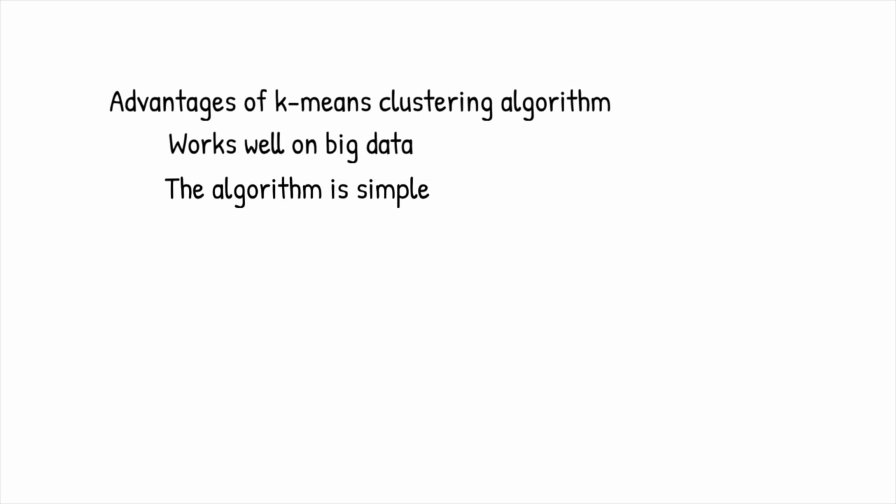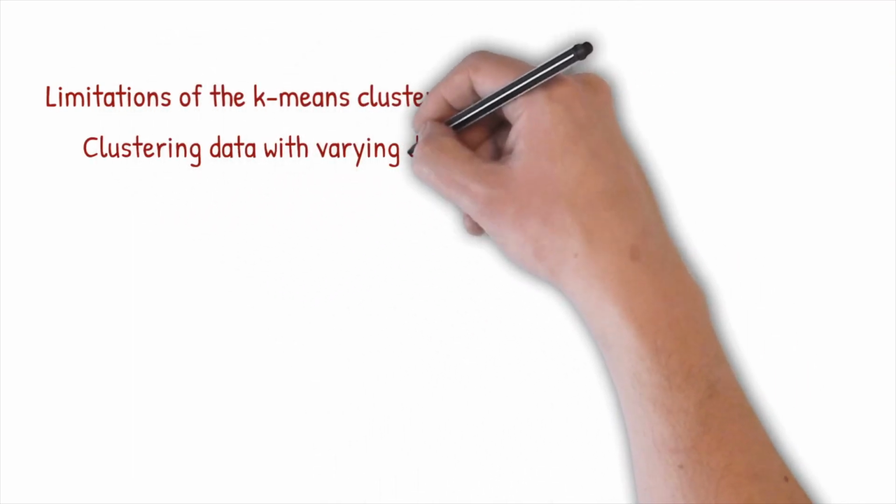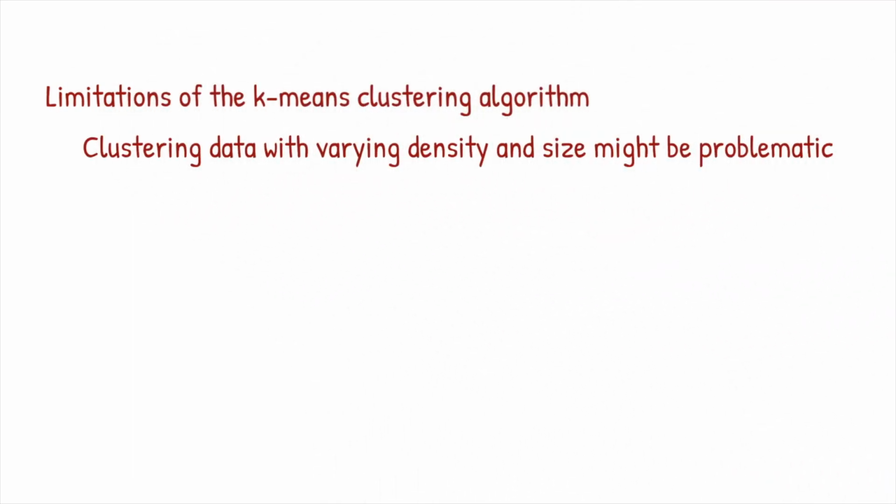Let us now talk about a few limitations of the k-means clustering algorithm. Clustering data with varying density and size may be problematic with k-means clustering. Clusters in the data may vary in density and size. K-means cannot handle datasets containing structures with too many different sizes and density. For density-driven datasets, we will discuss another algorithm called DBSCAN in a future video.